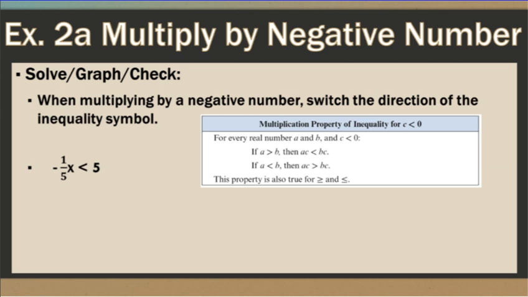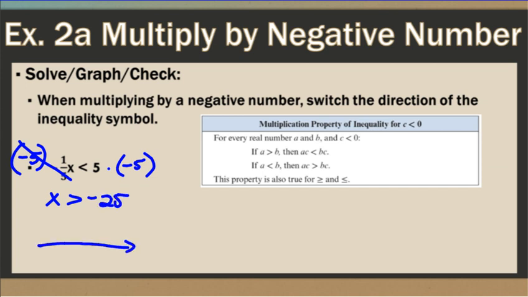So negative 1/5 times x. The reciprocal of negative 1/5 is negative 5. So multiply by negative 5. This will just give us x. Whatever I do on one side, I do on the other. Since I multiply by a negative number on both sides, I flip the symbol. 5 times negative 5 is negative 25. Number line, negative 25. It doesn't have the equal to sign, so it's an open circle. Greater than means to the right.